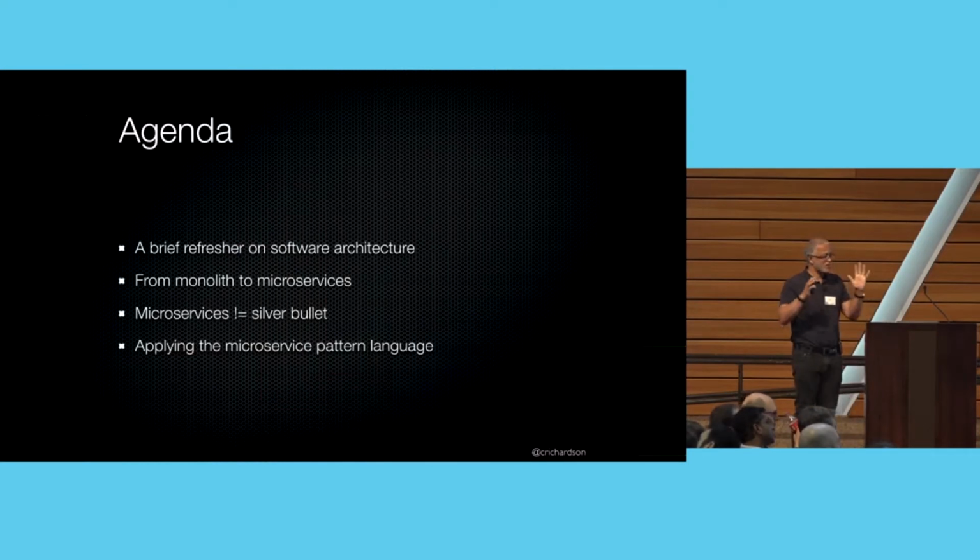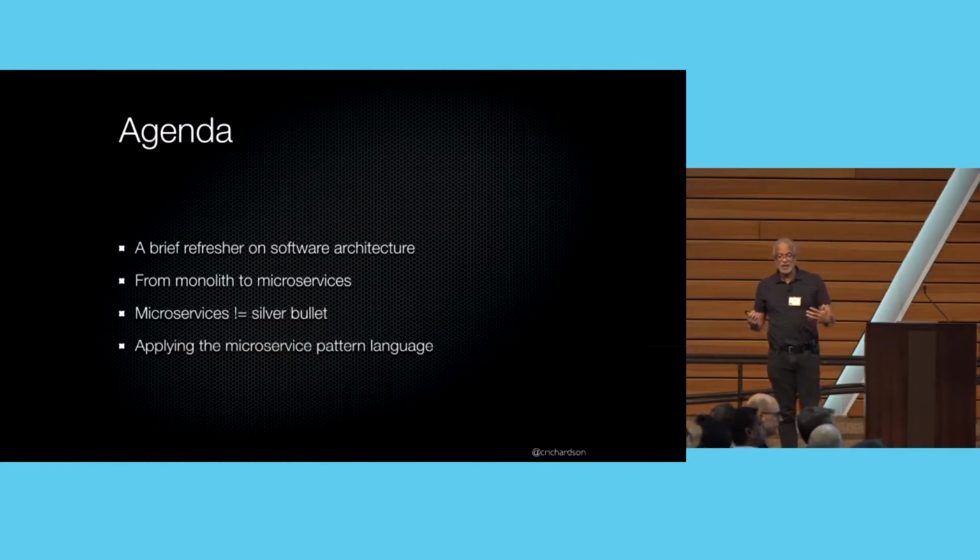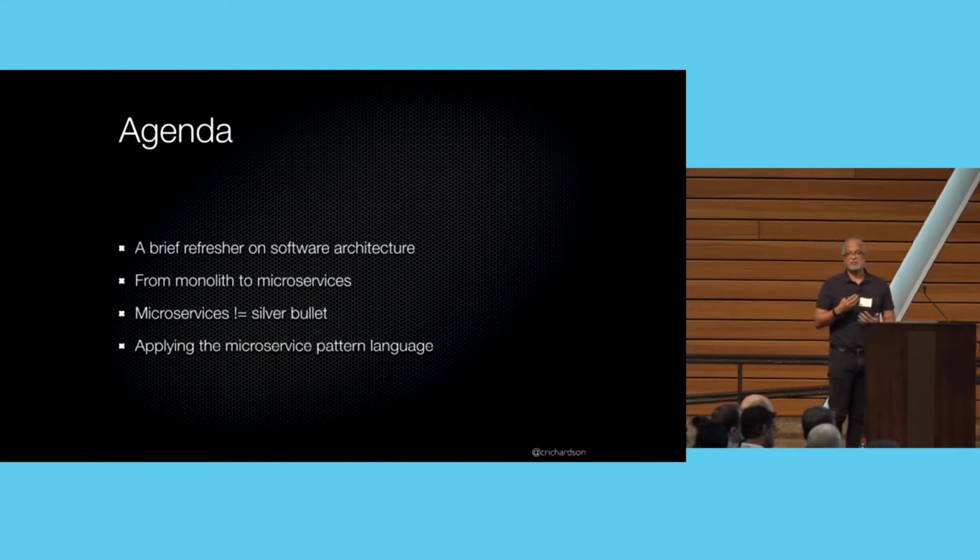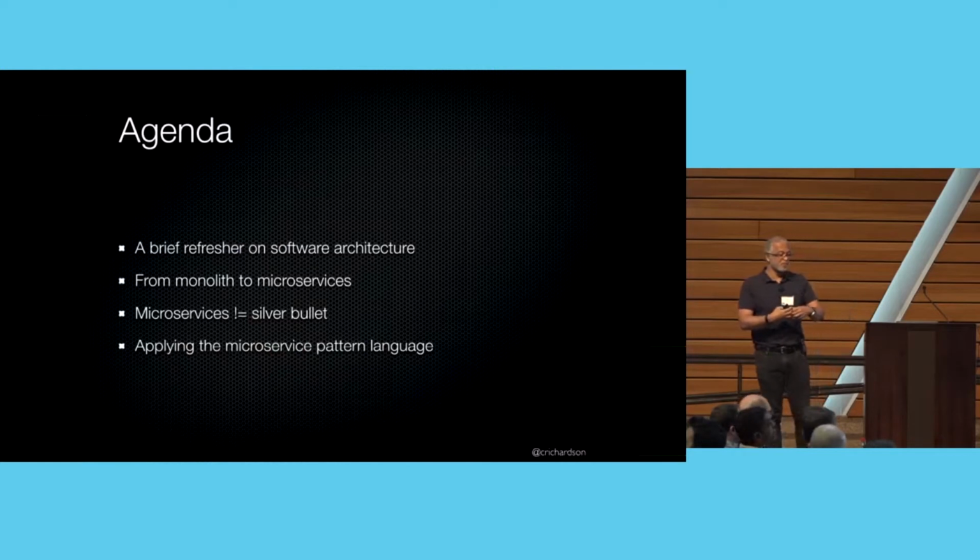So I'm going to sort of take a step back and talk about what we mean by software architecture and why it matters. And then after that, I'm going to talk about the monolithic architecture, what that is exactly, what its pros and cons are, and then why the microservice architecture can help. And then after that, talk about some of the drawbacks of the microservice architecture and briefly describe this pattern language that I've been working on that solves architecture and design problems that you will encounter when using microservices.